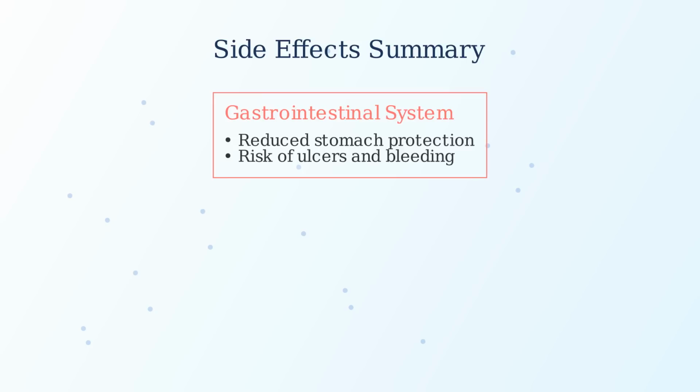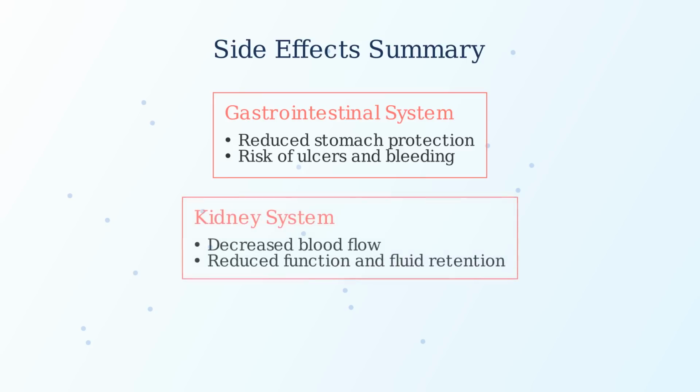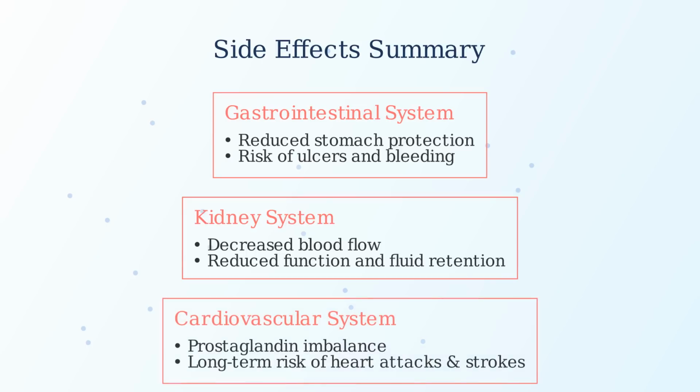To summarize, ibuprofen's side effects are directly linked to how it works in our body. In the gastrointestinal system, it reduces stomach protection, leading to ulcers and bleeding. In the kidneys, it decreases blood flow, causing reduced function and fluid retention. And in the cardiovascular system, long-term use can disrupt prostaglandin balance, potentially increasing the risk of heart attacks and strokes. To minimize these risks, it's important to always follow the recommended dosage and duration of use.